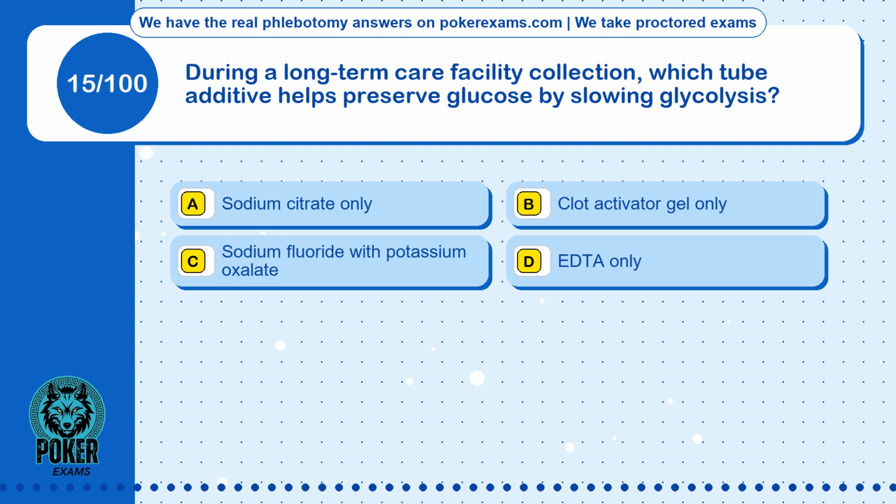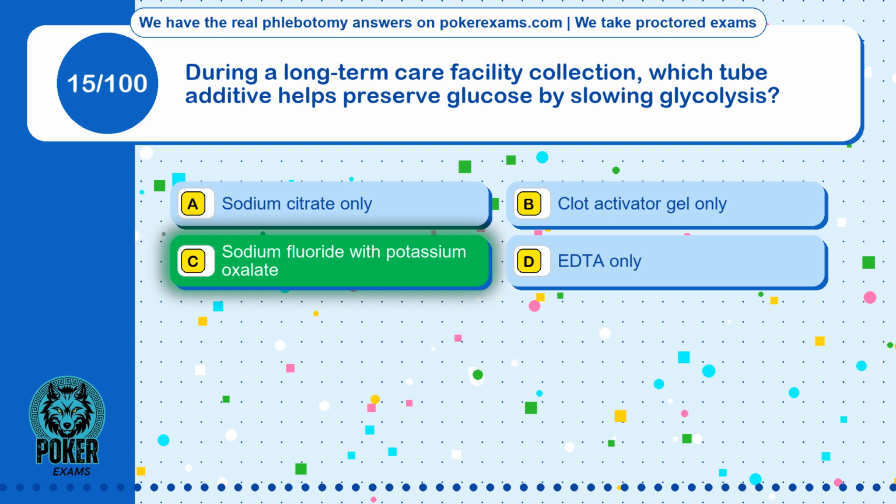Question 15. During a long-term care facility collection, which tube additive helps preserve glucose by slowing glycolysis? Option A, sodium citrate only. Option B, clot activator gel only. Option C, sodium fluoride with potassium oxalate. Option D, EDTA only. The correct answer is option C.